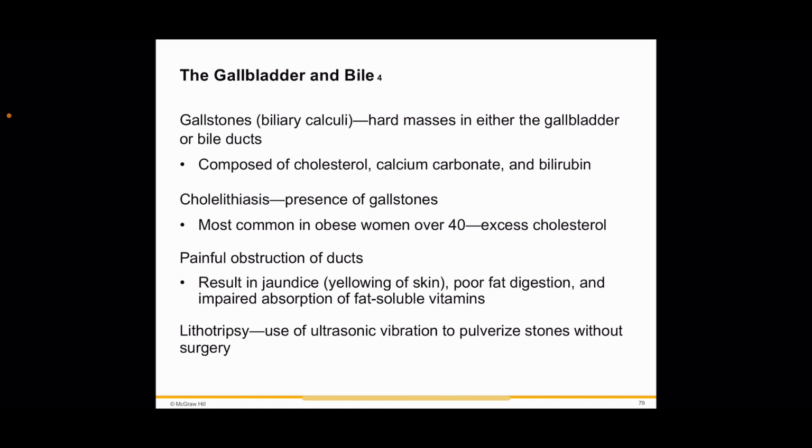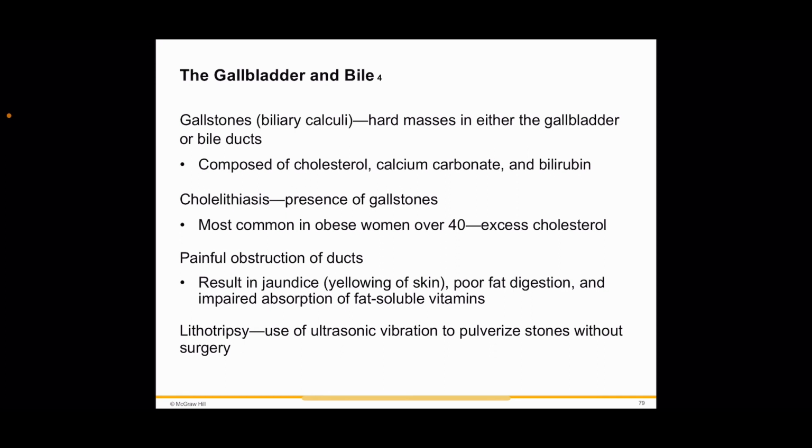All right. Gallstones are biliary calculi. So biliary, think bile. Calculi, think calculus, which means buildup, stony-like buildup. So cholesterol, calcium carbonate, and bilirubin for the most part. Cholelithiasis is the presence of gallstones. It's usually found in folks that have too much cholesterol in their diet and salt for the most part.